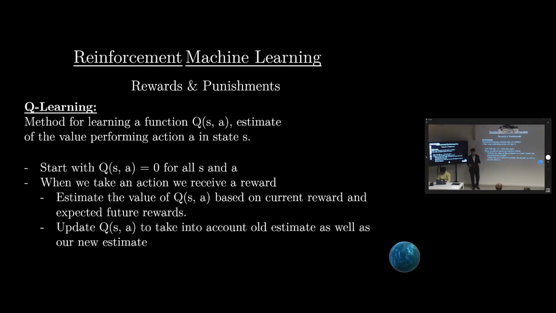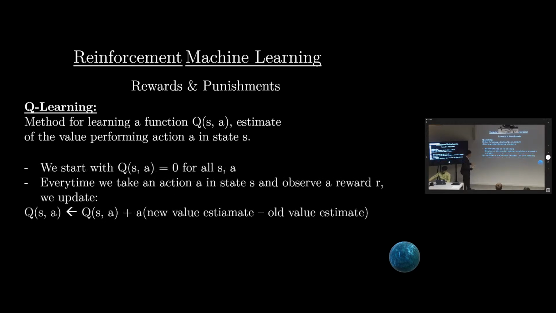Again, a bit abstract. If you look at it more mathematically, we start with Q(S, A) equal to 0 for all possible states and actions. Then every time we take an action A in state S and observe a reward R, we update. We update what? Q(S, A) should be equal to Q(S, A) plus alpha times the new value estimate minus the old value estimate. Alpha just means a learning rate.